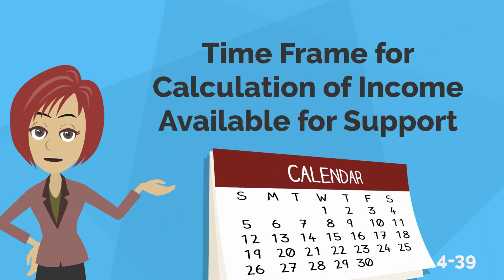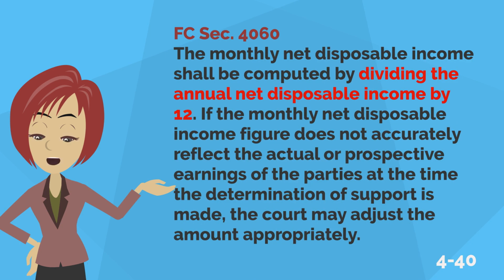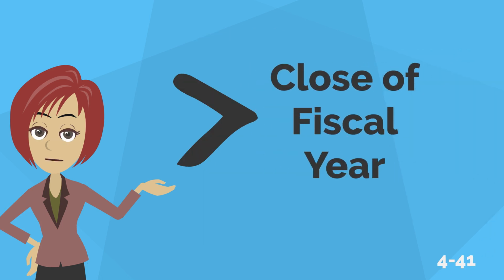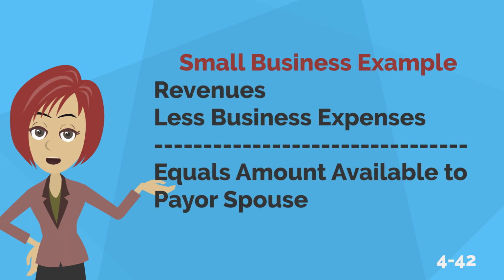Where a parent is the operating spouse of a small business or a professional practice, another issue may present itself. That is the issue of the appropriate time frame for determining income available for support. Family Code Section 4060 provides that an annual salary or wages is to be divided by 12 to determine a monthly amount for input into the child support computer program. However, the distributions from a small business or a professional practice are generally not determined until the close of the fiscal year, usually a calendar year. After subtracting business expenses allowed by statute and case law, the resulting amount shows the amount available to the payer's spouse for the 12-month period.